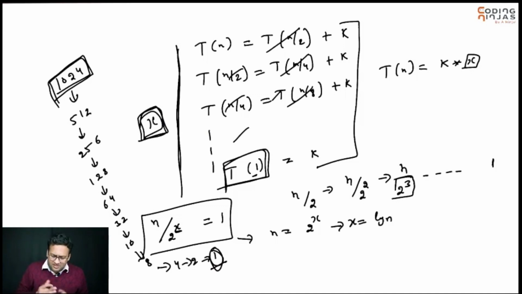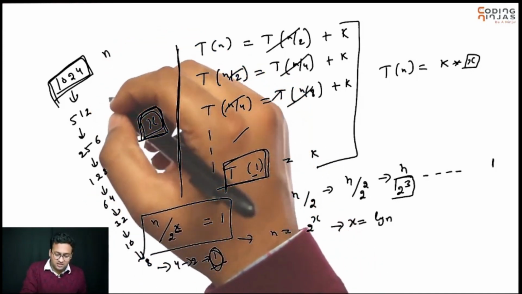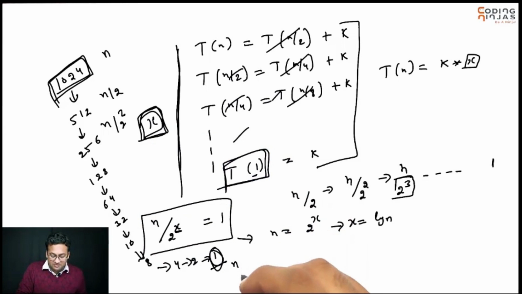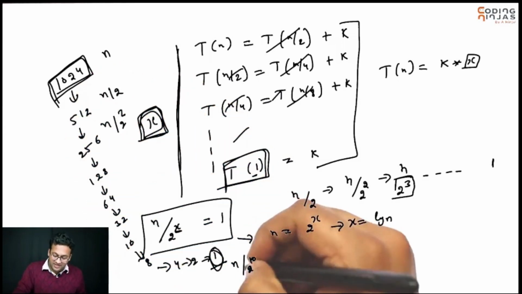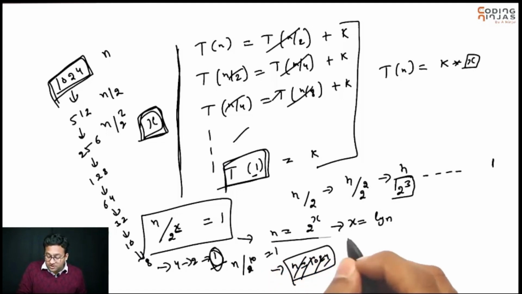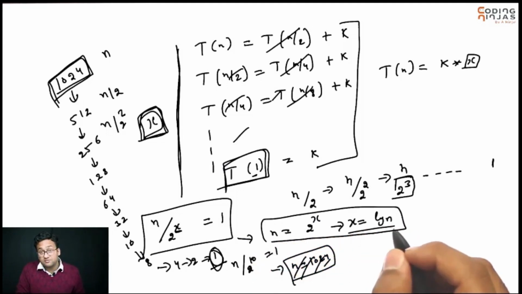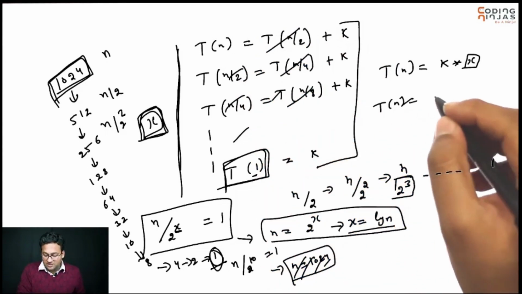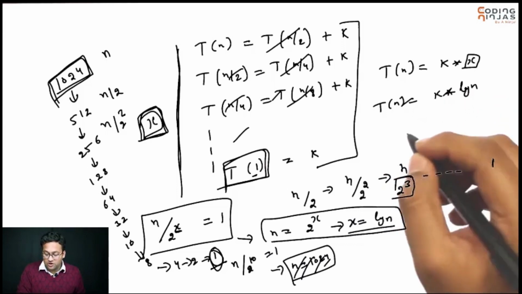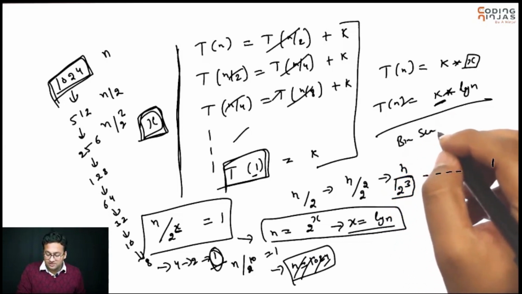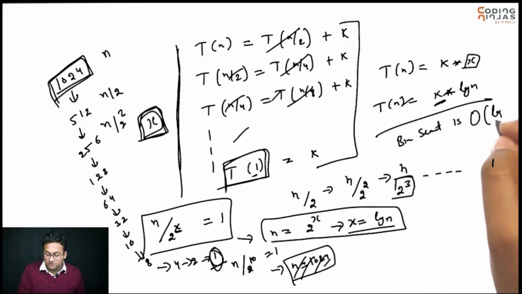Okay. So basically what we are saying is, first time it was n, next time it became n by 2, then n by 2 squared, and the last time it is n by 2 to the power 10, because we have done it 10 times, which is equal to 1. That means n is equal to 1024. Right? So using this equation we can say x is equal to log n. So we'll take log n times to reach 1. That means binary search is k into log n. This k is a constant. We can say binary search is big O of log n.